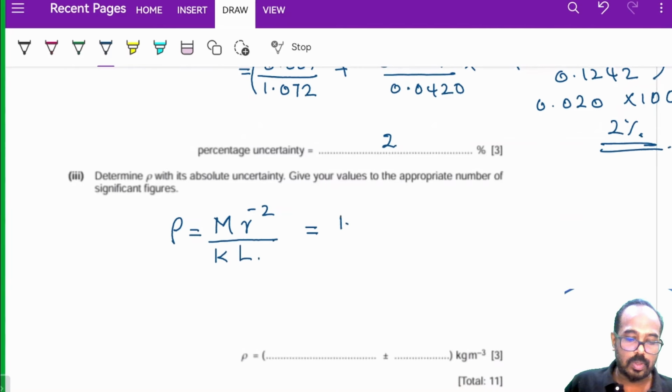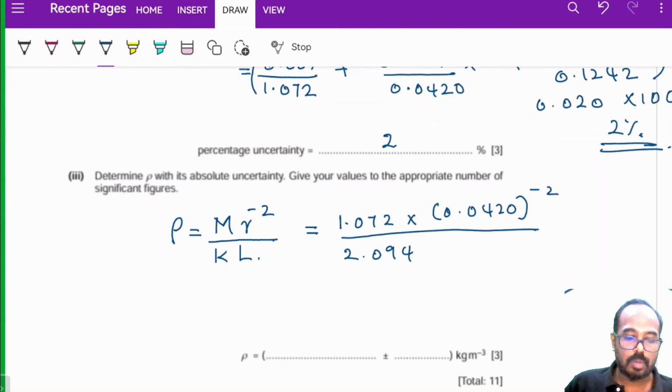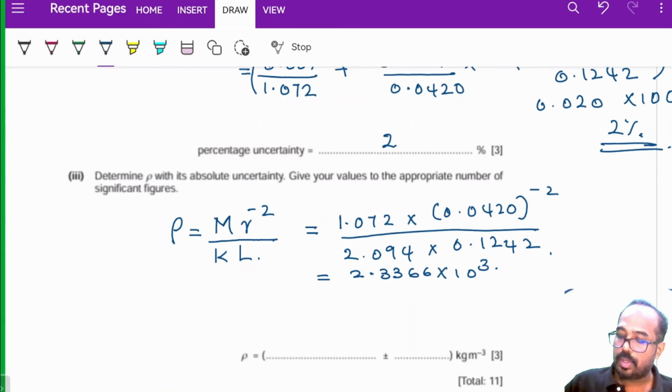Mass 1.072 multiplied by R, 0.0420 to the power minus 2, upon 2.094 multiplied by 0.1242. When you put these values in your calculator, you are getting 2.3366 multiplied by 10 to the power 3 kilogram per meter cube, right? Density you are measuring. Then now you need to find out absolute uncertainty in the density measurement, right?